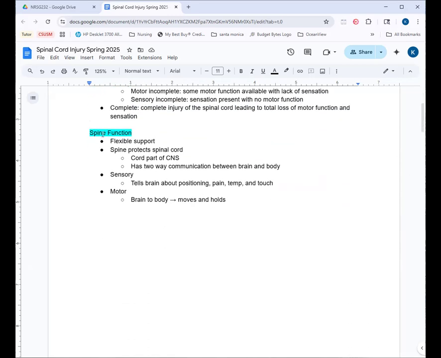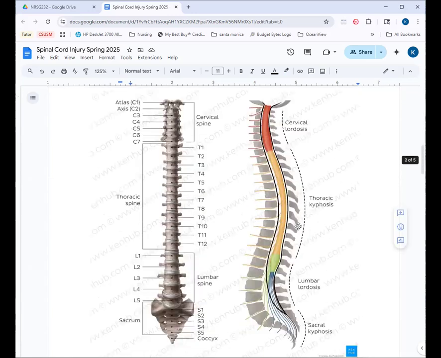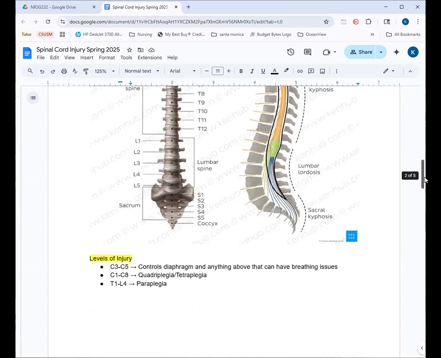All this extra stuff: spine function, we know it's a big support. It makes sense, it's part of your back. It's your torso support. It protects your spinal cord. Sensory tells the brain about positioning, pain, temperature, touch, etc. Motor moves and holds, it's the backbone of stuff.